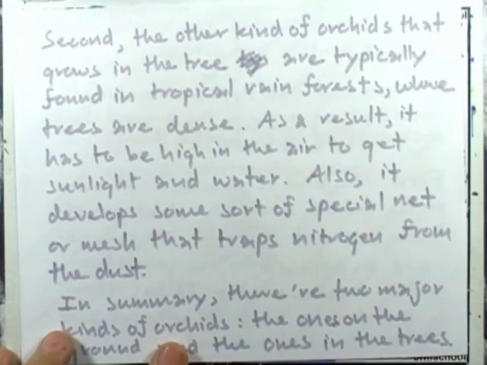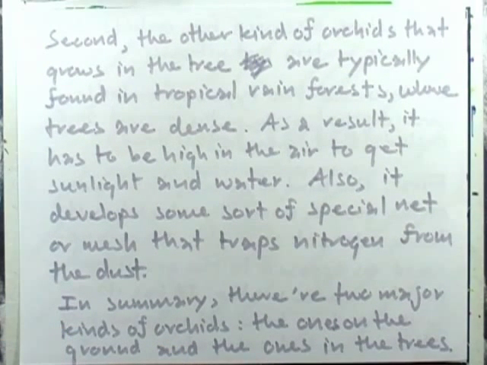Second, the other kind of orchids that grows in the tree are typically found in a tropical rainforest where trees are dense. As a result, it has to be high in the air to get sunlight and water. Also, it develops some sort of special net or mesh that traps nitrogen from the dust. In summary, there are two major kinds of orchids, the ones that grow on the ground and the ones that grow in the trees.